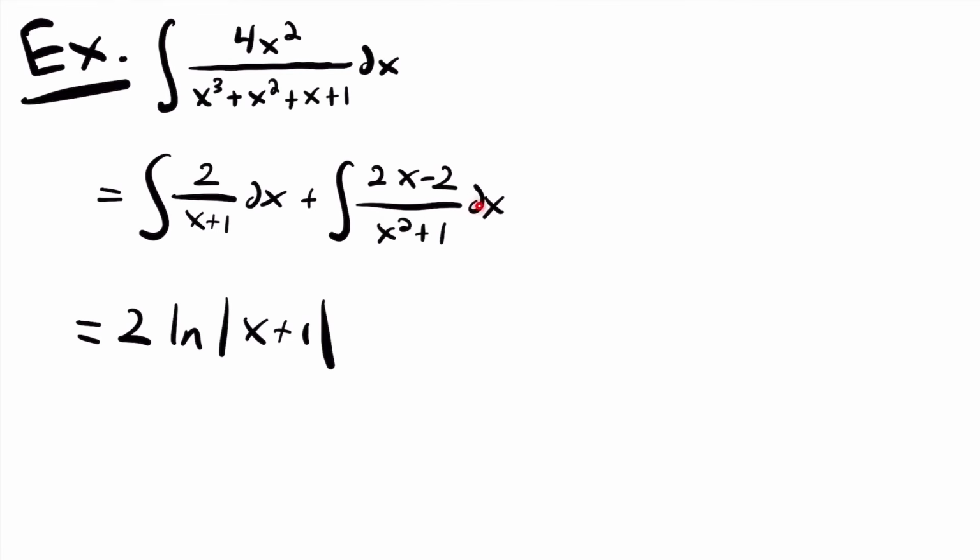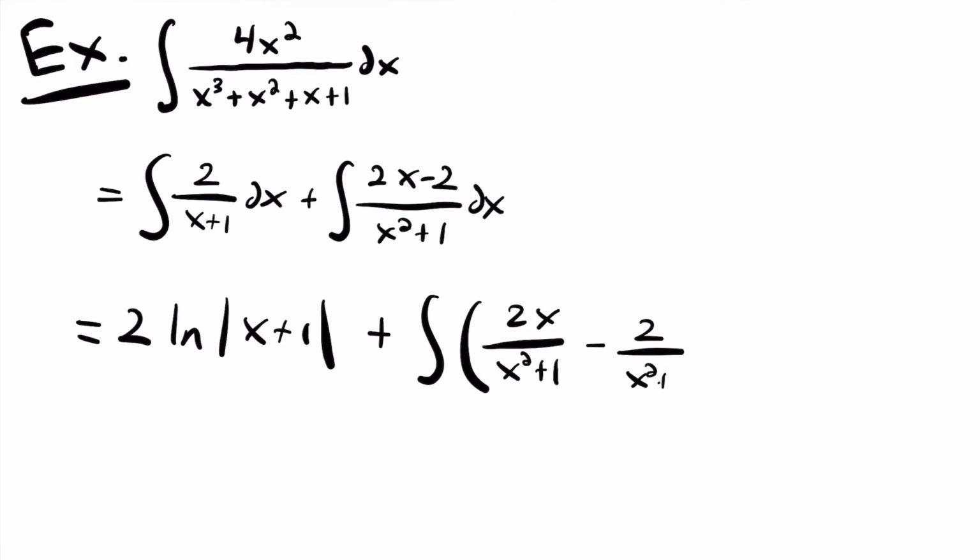Now for this integral, it's going to be a little bit trickier. It's not initially clear how we can integrate it. However, we could split this up into two integrals by splitting the numerator and dividing each part by that denominator. And so watch what happens if I do that. We'll have plus the integral of 2x divided by x squared plus 1 minus 2 divided by x squared plus 1 times dx.